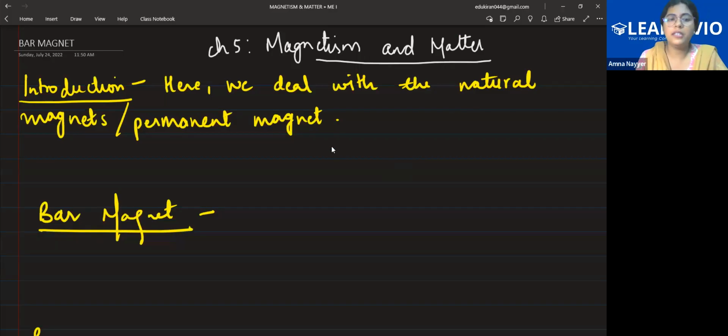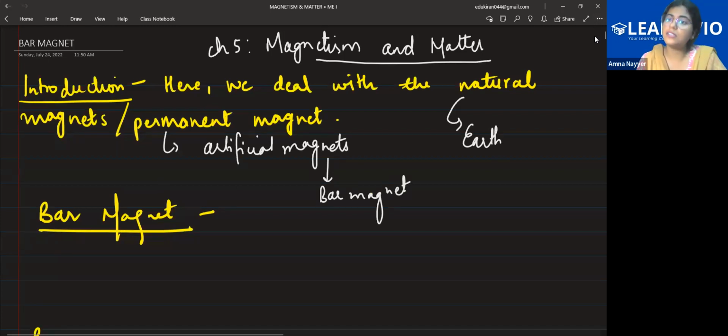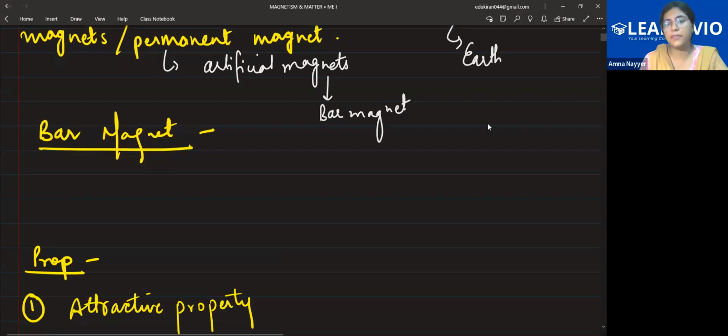So we deal with magnets. The natural magnets which are present, the best example is Earth. And permanent magnets means the artificial magnets which are available, like the best example, the bar magnets. We have a huge discussion of the bar magnet first, then in the later section we'll see the Earth as a magnet. So what is a bar magnet? It is an artificial magnet, firstly.